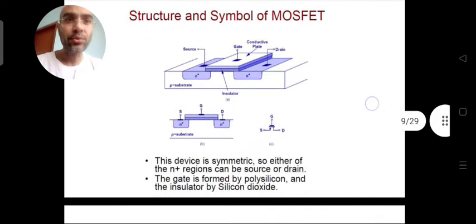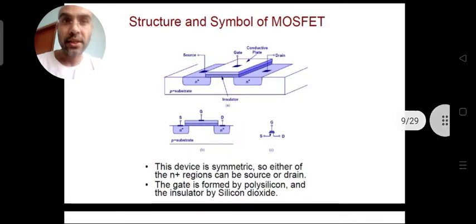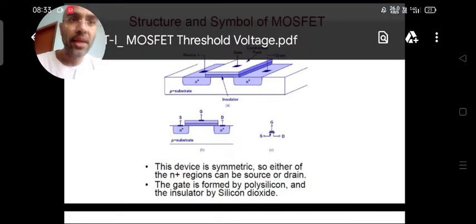Now let's come to the structure of the MOSFET, and then from this structure we will move on to the derivation of our threshold voltage. So what is threshold voltage, and on what factors does it depend? You see, the structure of your MOSFET is something like this. The first diagram is your three-dimensional diagram.